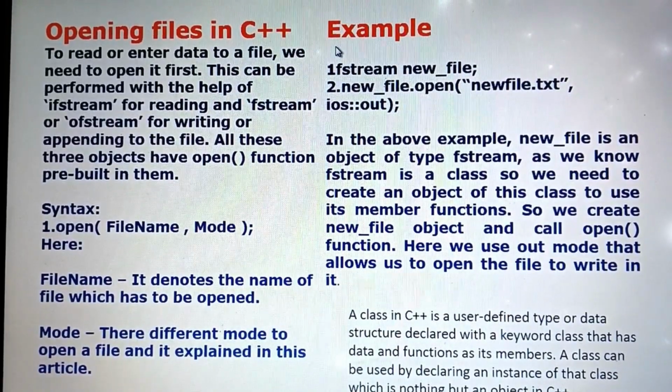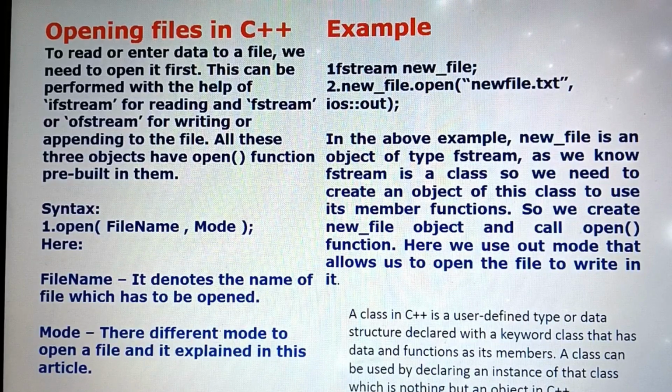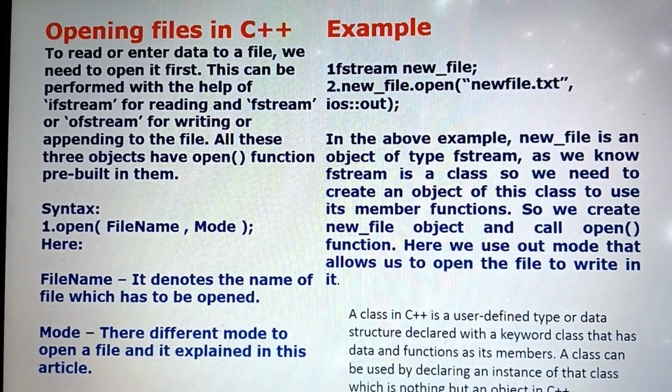Opening files in C++. To read or enter data to a file, we need to open the file first. To read the data or to write data to a file, we have to open the file first. This can be performed with the help of ifstream for reading, and fstream or ofstream for writing and appending to a file. All these three objects have the open function pre-built in them.